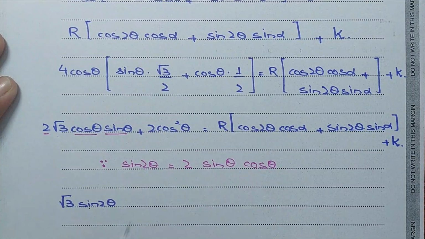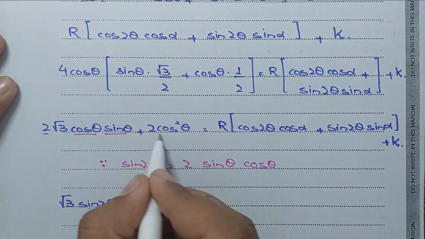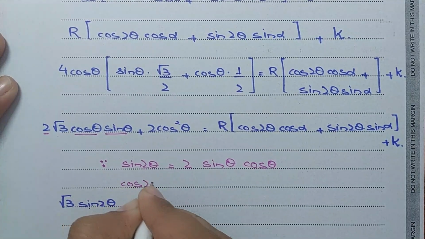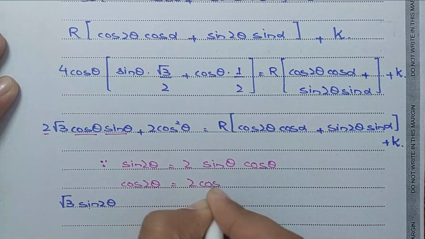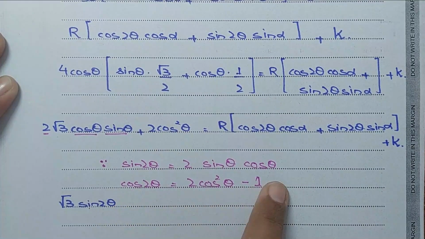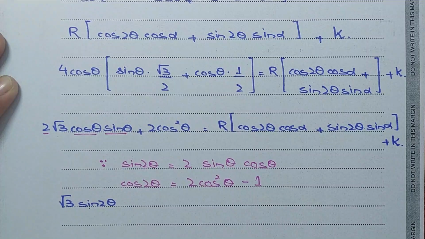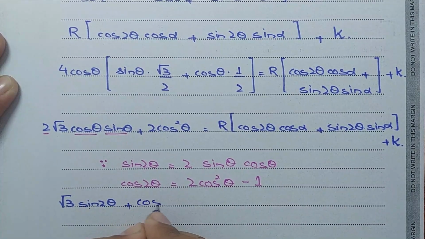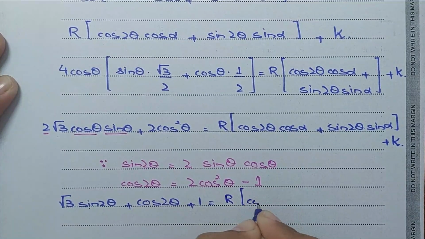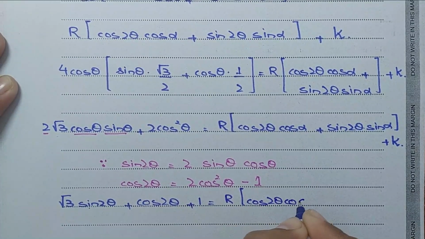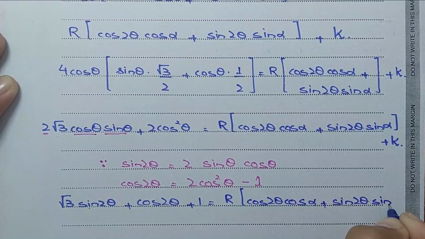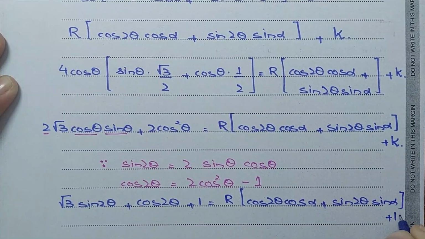Okay. And the other thing we have is cos square. We have to convert this into cos 2 theta. We know that cos of 2 theta is also equal to 2 cos square theta minus 1. So 2 cos square theta is cos 2 theta plus 1. This is cos of 2 theta plus 1 equals r cos 2 theta cos alpha plus sine 2 theta sine alpha plus some k.